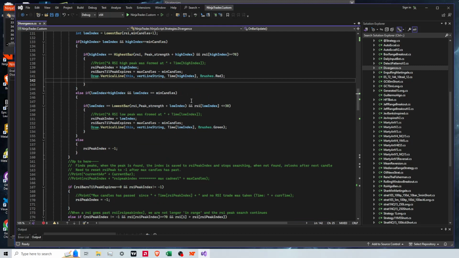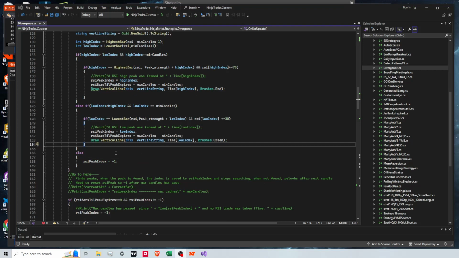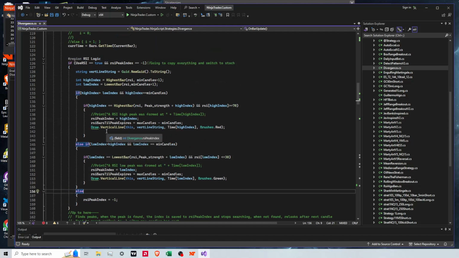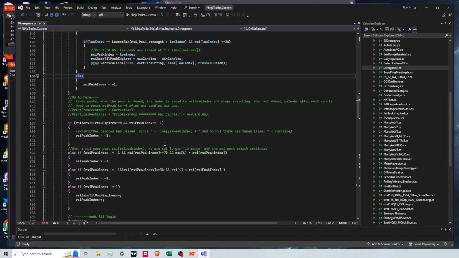And then the exact same thing for when it's for buys, and this is for sells, or above and below 70 and 30. Then if the indexes are never equal to min candles, then we're going to set RSI peak index back to -1 so that we can go through this logic again on the next bar.